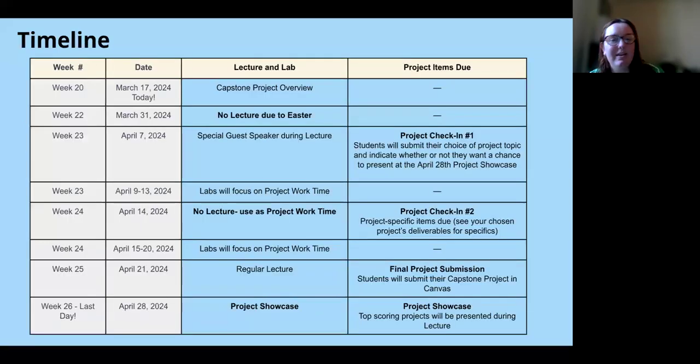Awesome. So as I was speaking about, here are some of our deadlines. Our very first project check-in is due on April 7th. Your second one will be due on April 14th. And then your final submission, oh, I was right on that one, will be due on April 21st.